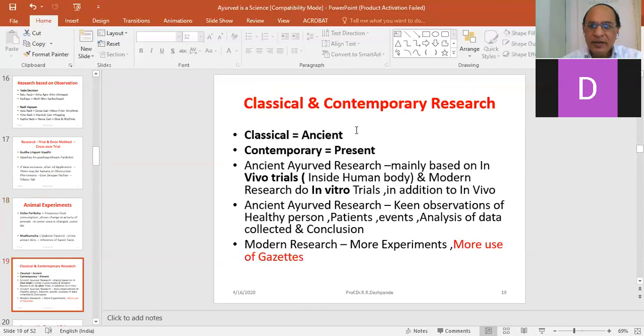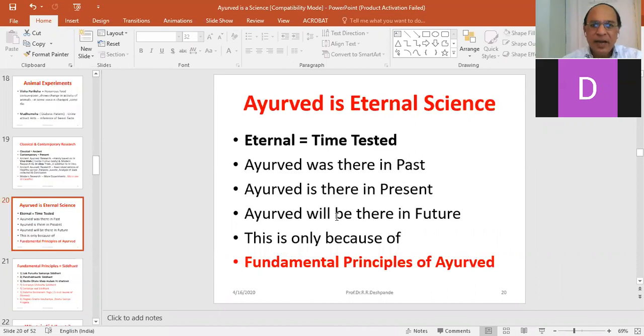Then classical and contemporary research. Classical means ancient and contemporary means present. Classical research was mainly based on in vivo trials in human beings, and modern research is in vivo as well as in vitro, that is experimental research. Ayurveda is an eternal science because it is time tested. Research was there, research is there, and research will be there because of the fundamental principles of Ayurveda.